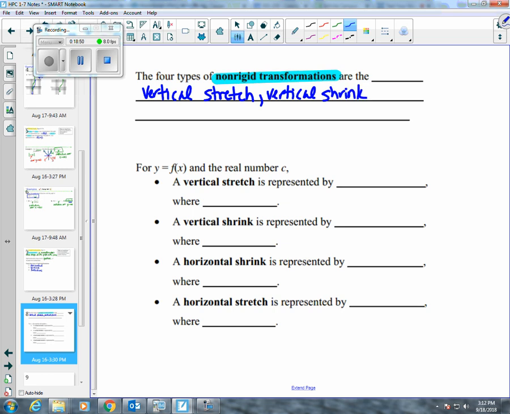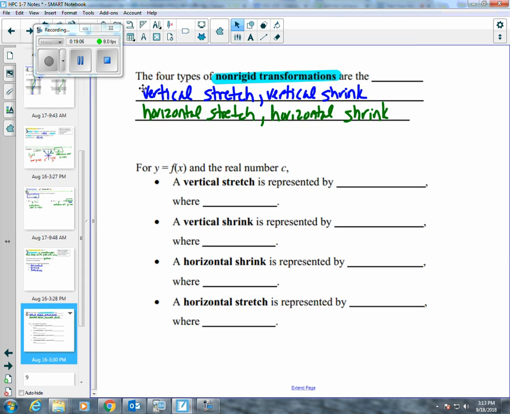And then you can do the same kind of thing, but in the horizontal direction. So you can do a horizontal stretch, and then you can do a horizontal shrink. Now, each of these has a pretty similar effect on the graph, but a little bit different things can happen when we think about it vertically versus horizontally. So we'll talk about that. We'll show a few examples so you can see what we're looking at.